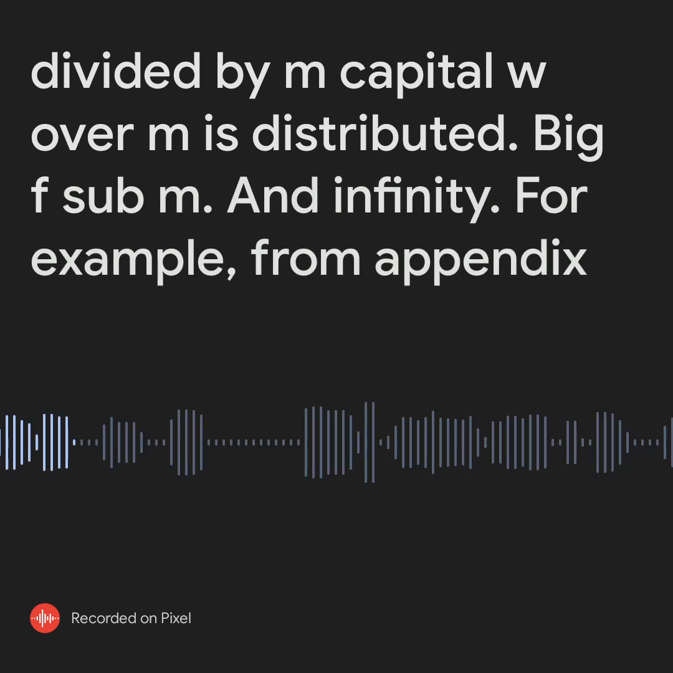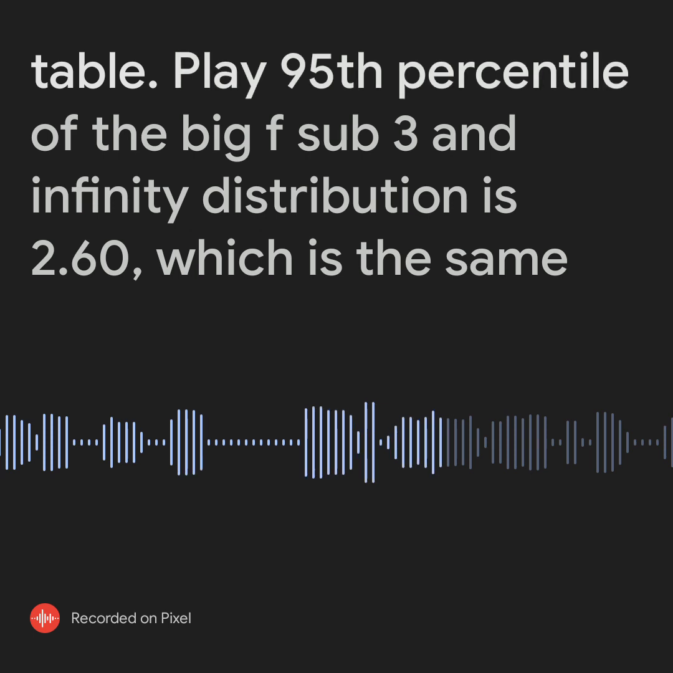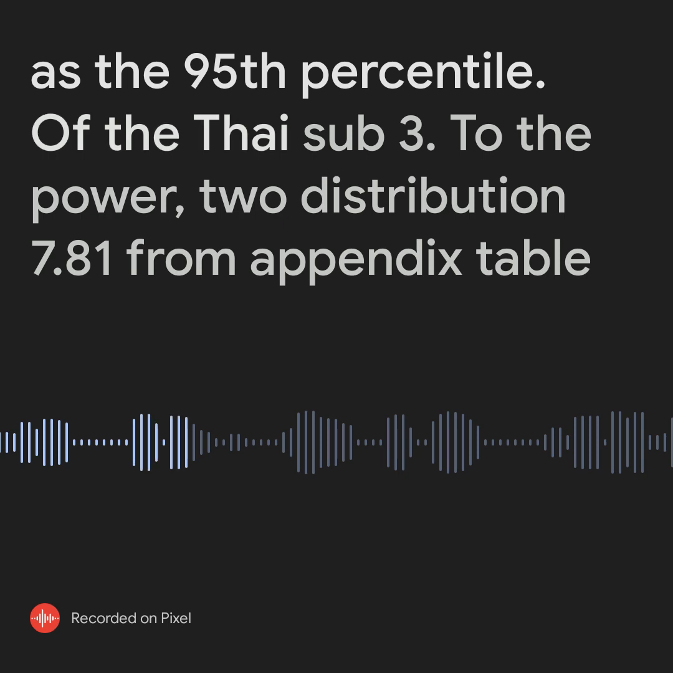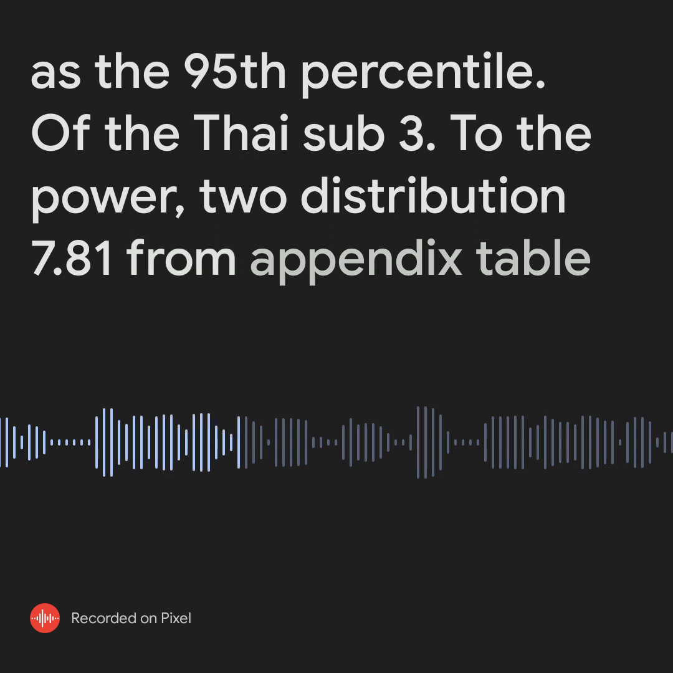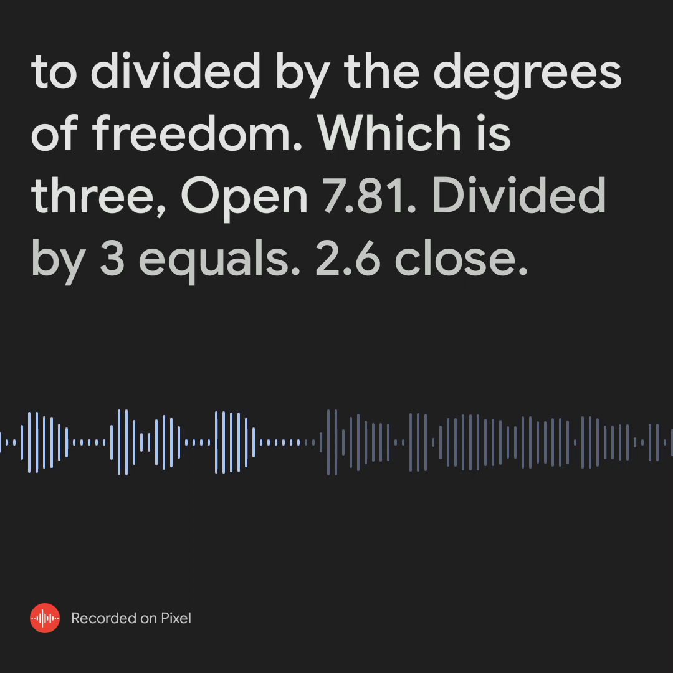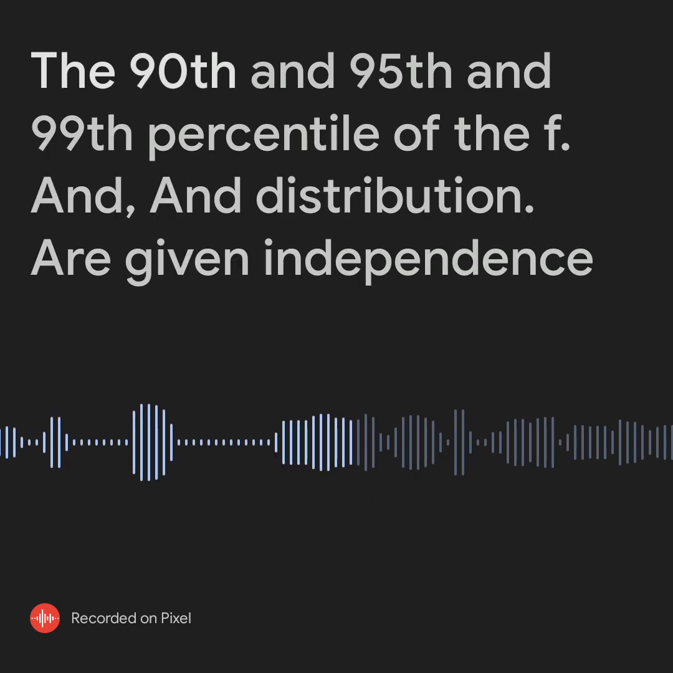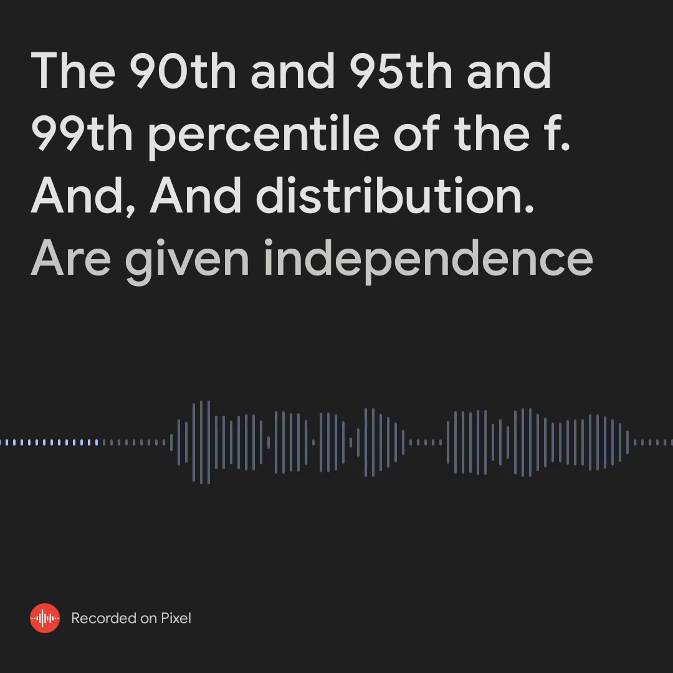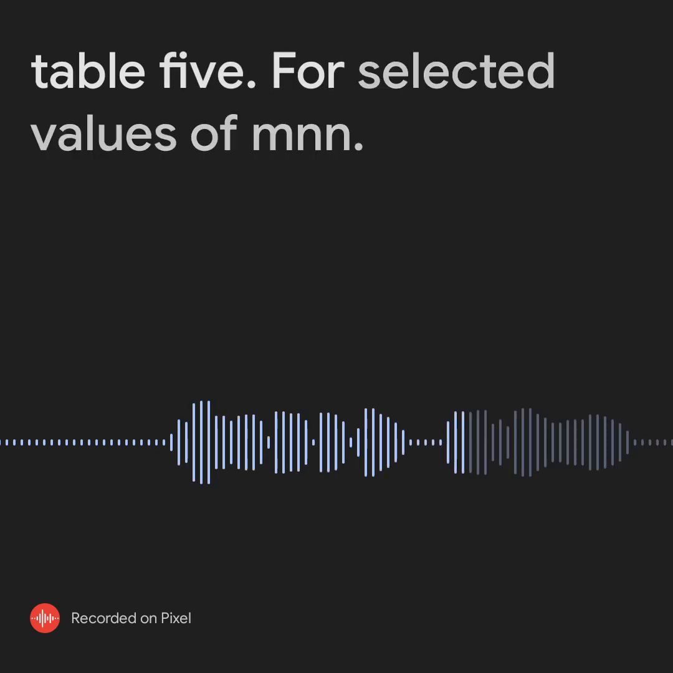For example, from Appendix Table 4, the 95th percentile of the big F sub 3 and infinity distribution is 2.60, which is the same as the 95th percentile of the chi-squared 3 distribution, 7.81 from Appendix Table 2, divided by the degrees of freedom, which is 3. Open: 7.81 divided by 3 equals 2.6. Close. The 90th, 95th, and 99th percentiles of the F sub m and n distribution are given in Appendix Table 5 for selected values of m and n.